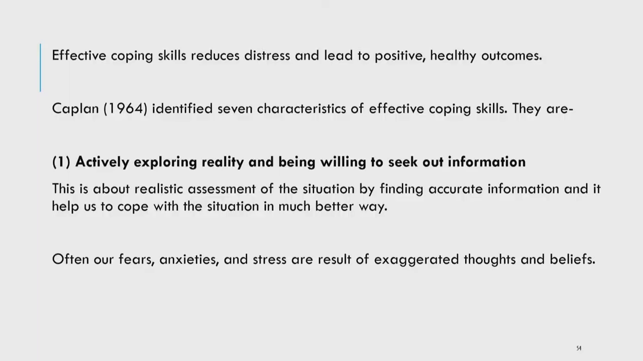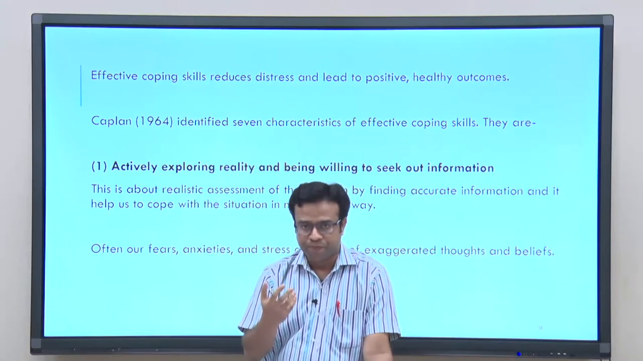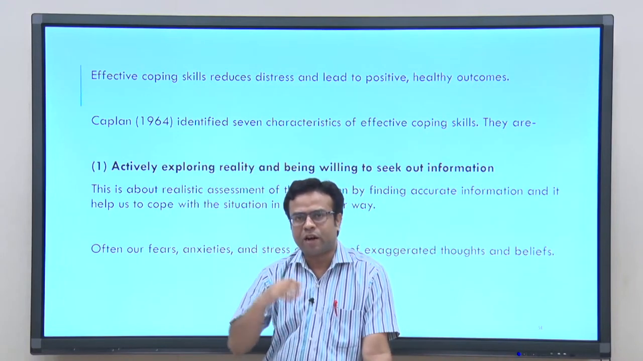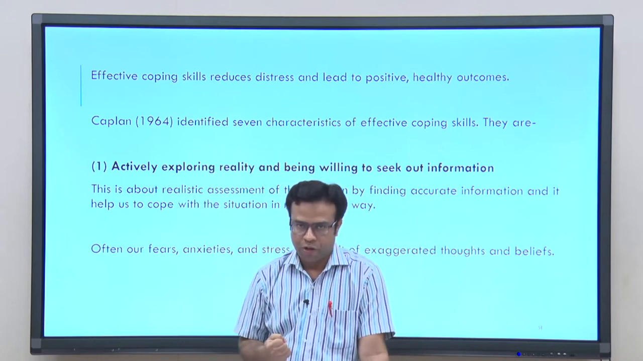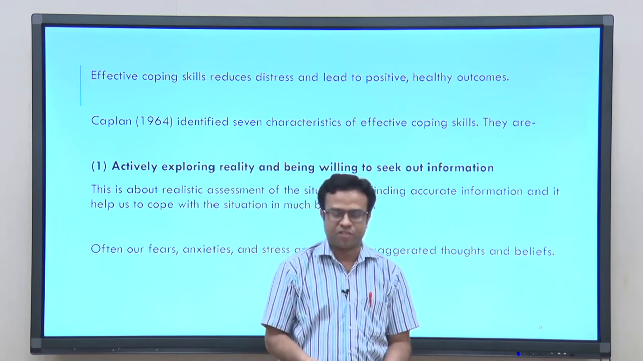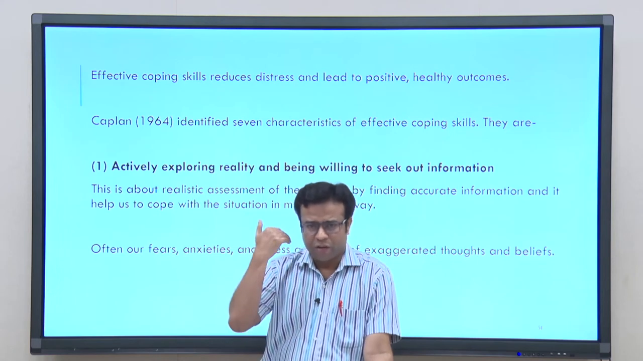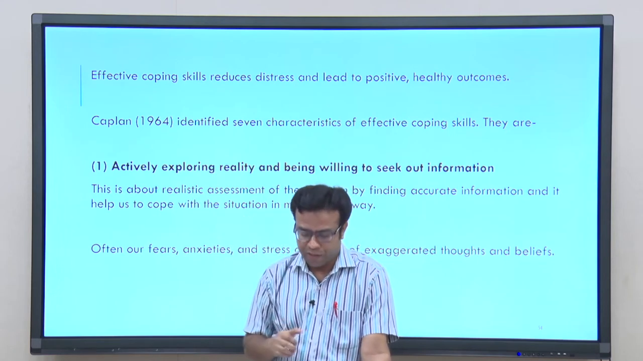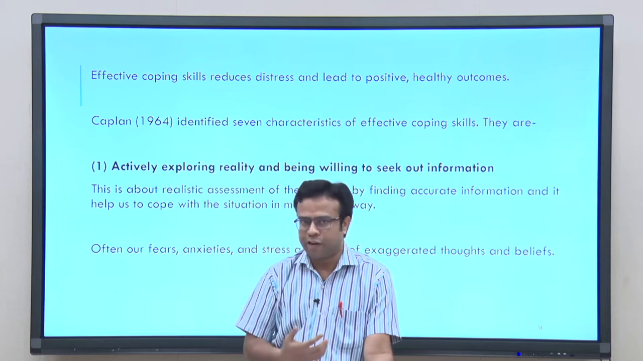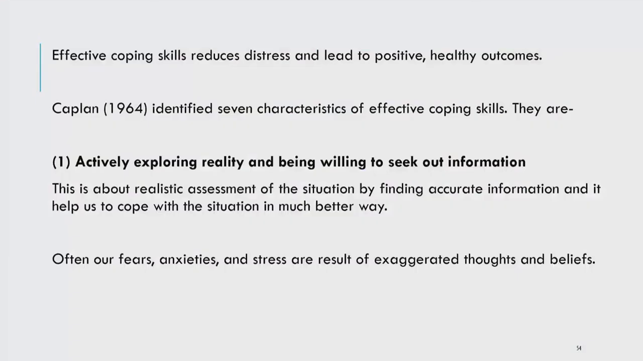So we'll see one researcher, whose name is Kaplan, who in 1964 provided 7 characteristics of effective coping skills. In one of his books, in terms of crisis management, he discussed how we can effectively cope with stressful circumstances or difficulties or crises of life. Although it was in 1964 that he talked about it, some of his ideas are still very insightful and we can learn from them. So let us see what are the 7 characteristics he discussed.